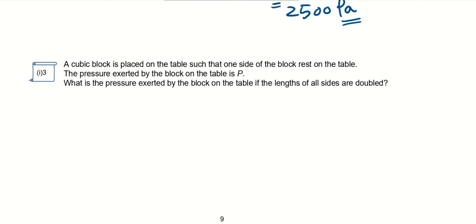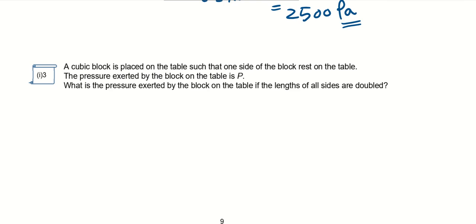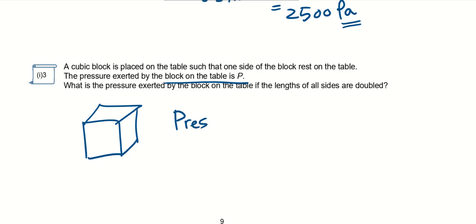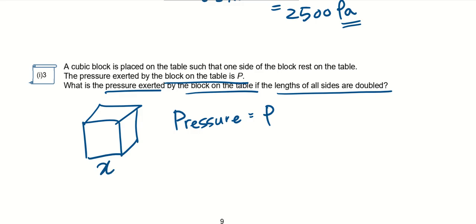Now, a cubic block is placed on a table such that one side of the block rests on the table. The pressure exerted by the block on the table is P. Let me just draw a very quick diagram. The pressure exerted is P. Now they're asking what's the pressure exerted by the block on the table if the lengths of all sides are doubled. So maybe I call this X, X, X because it's a cube, right?